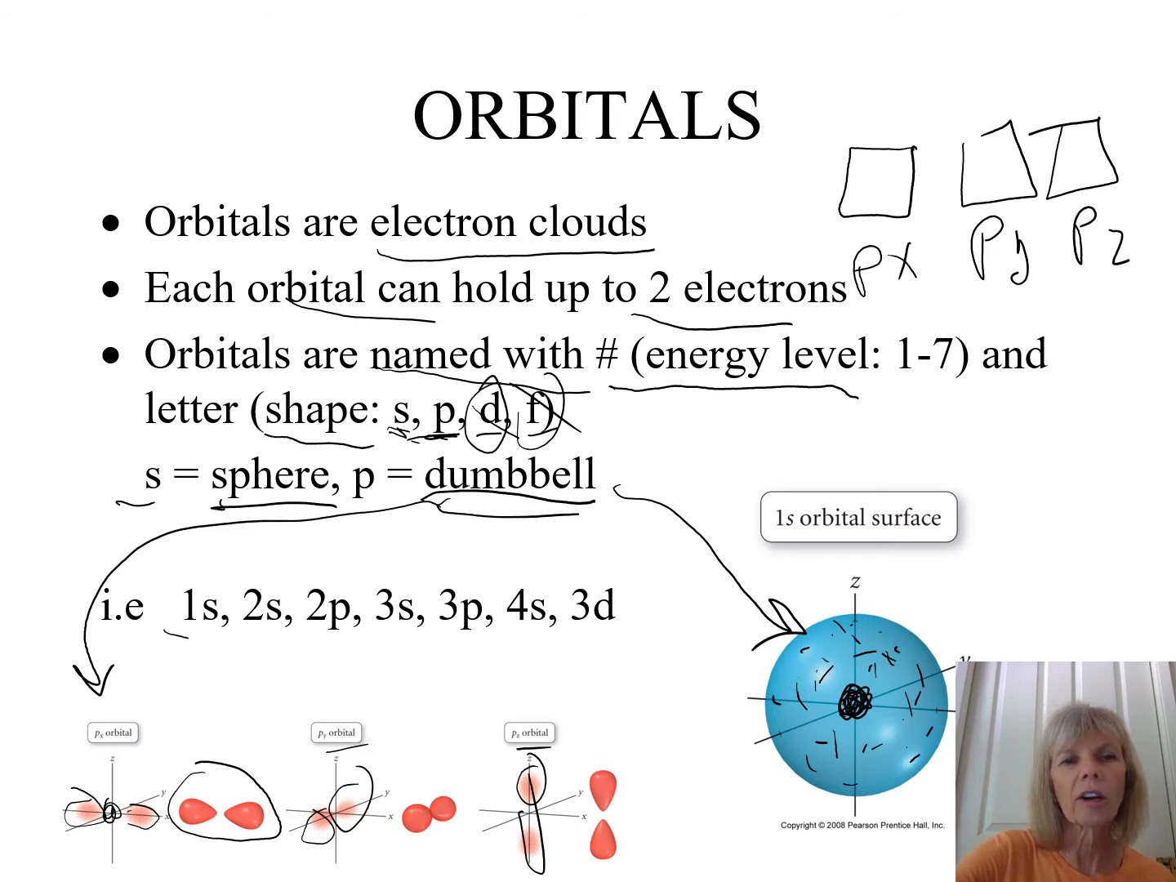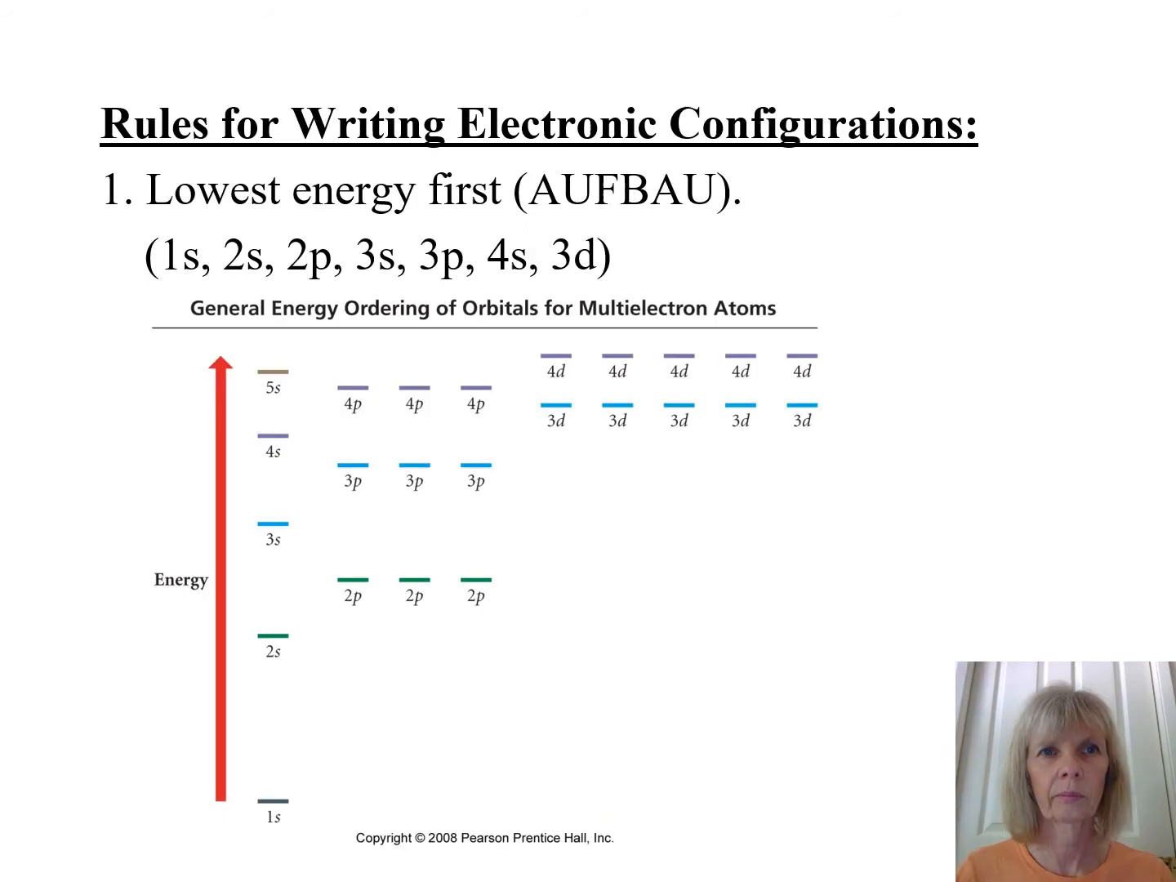Here is showing us how the orbitals are named. This would be the first one in energy level 1. The s means there's 1 orbital that's in a spherical shape. Then we're in energy level 2. We have a spherical shape. In energy level 2, the p means we have the dumbbell shapes, and then etc. for the rest of those.